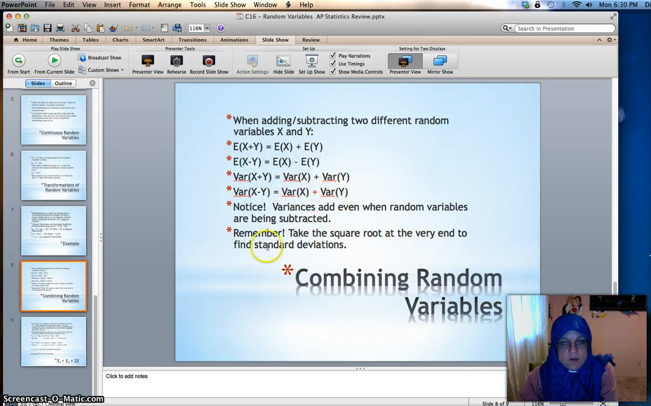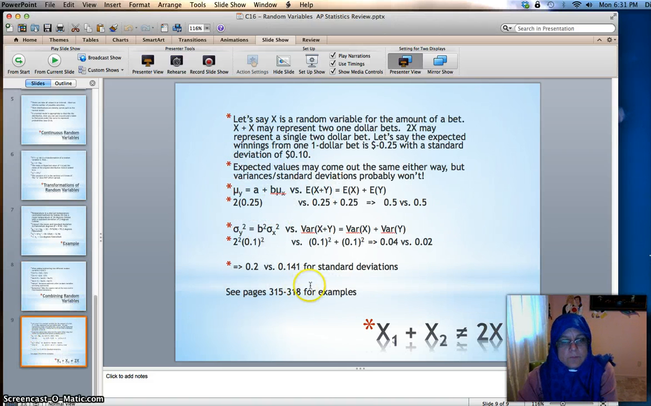Remember to take the square root at the very end to find the standard deviation. So if you want the standard deviation of x plus y, take the variance of x plus the variance of y, get your sum, and then take the square root. Same thing for subtraction. One important distinction: if you have two different random variables, x1 and x2, that's not the same as 2 times a single random variable x.